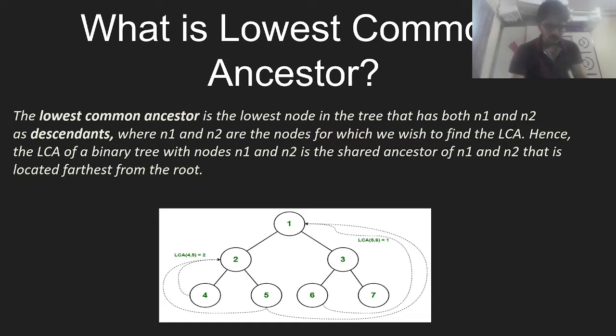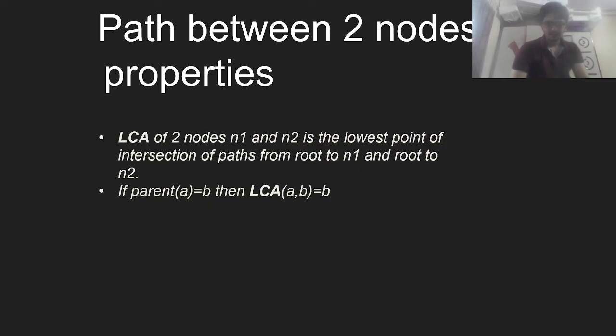Okay. So now we'll be studying how to find the lowest common ancestor in the next slide. First we'll study the brute force method, and then the optimization of that. As I have said, the LCA of two nodes n1 and n2 is the lowest point of intersection of the path from root to n1 and root to n2. Is this clear to everybody?